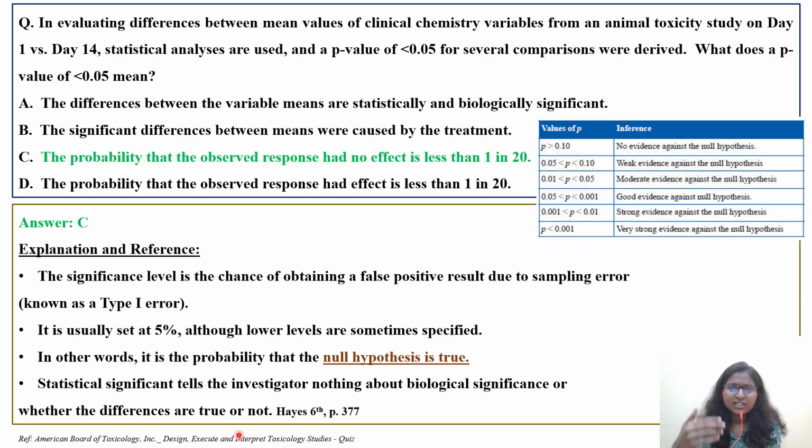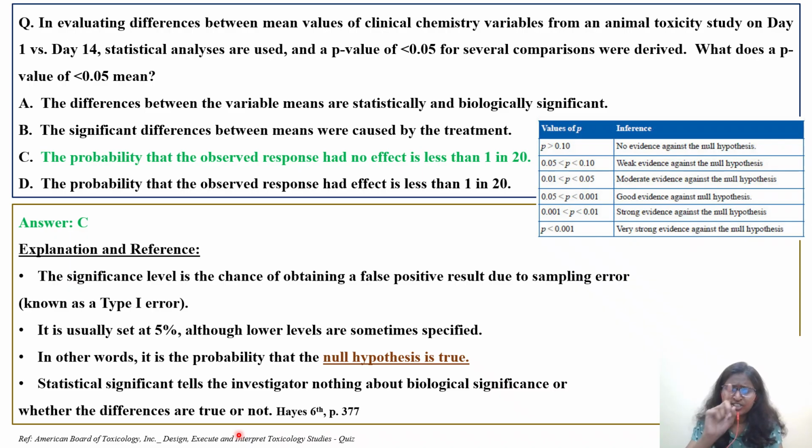Okay, so once you start analyzing the data, you will understand what I'm trying to say. When you are doing an experiment, you will start getting the results. So you have to correlate those results to the test item, the chemical which you have administered to the animals, right? Yeah, there should be a correlation.